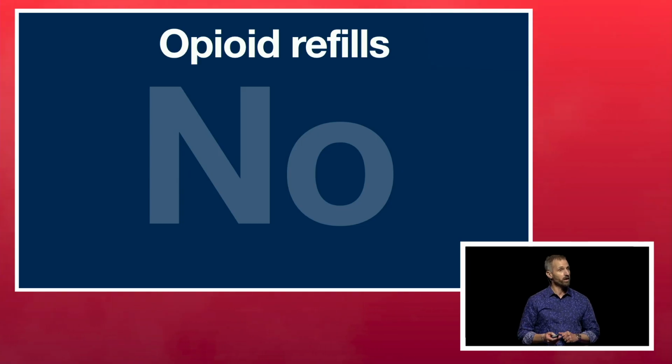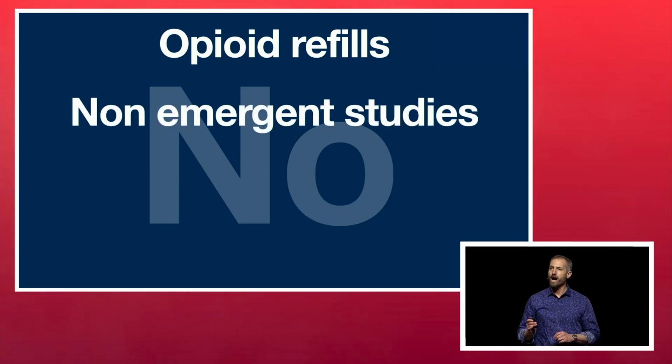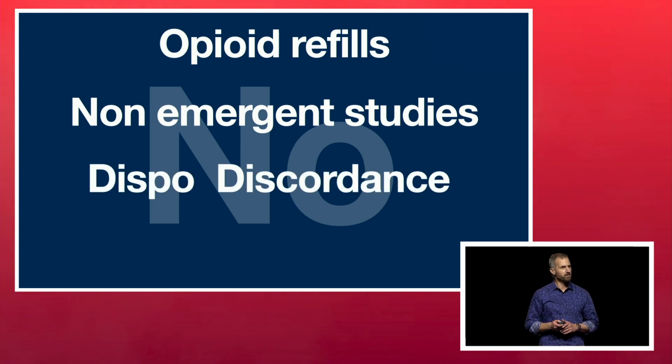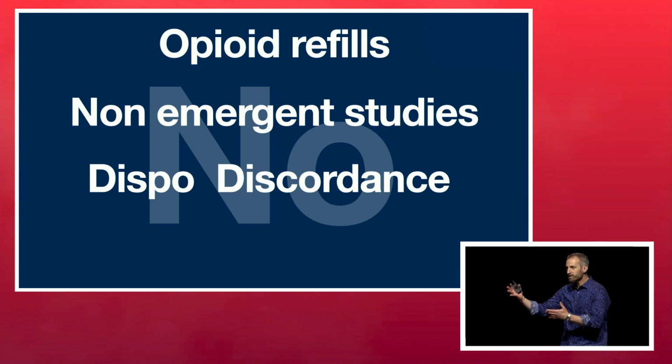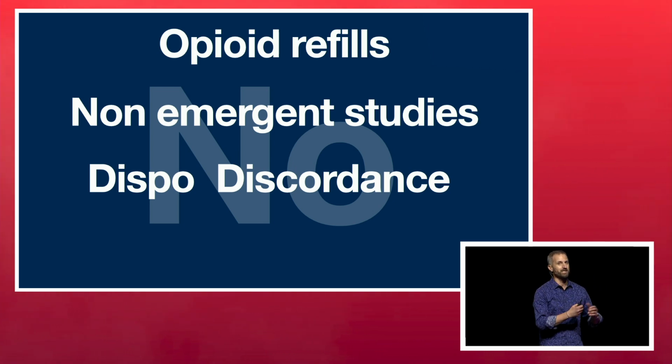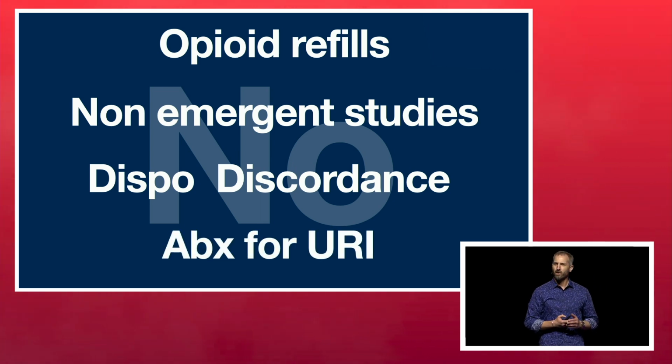What are the scenarios where this happens? An opioid refill. A non-emergent study, somebody wants an MRI for a chronic condition, which, yeah, maybe it's indicated, but not from the ED. Well, I want it now. Alas. Dispo discordance. You want to send someone home, they very much want to be admitted. Or antibiotics for a URI. Oh, it's like a guttural ugh right there.